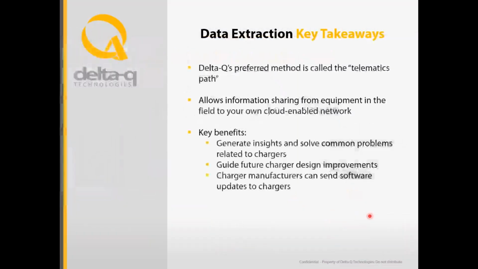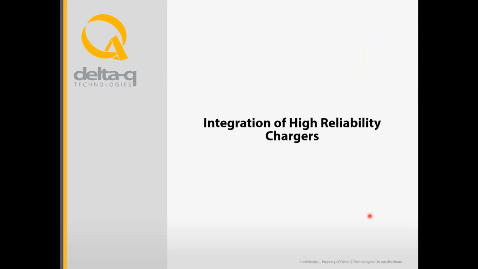Okay, so let's go over the summaries of what we covered here. In terms of the preferred method for DeltaQ, it's definitely called the telematics path, allowing information shared from equipment in the field to your own cloud-enabled network. So having the software certainly helps with that as well. Some of the benefits you can have are generating insights, solving common problems related to the charger, and of course, guiding future charger design improvements. And then the last one being the charger manufacturers can send software updates to the charger itself. So let me pass it back to Conway to have him go over the integration of charger in a connected system.